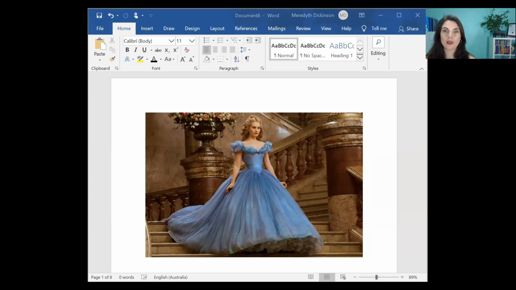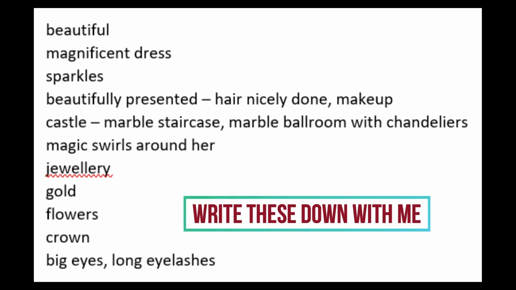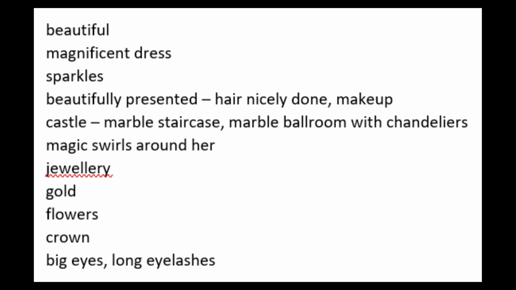So how do we know that she is good? Well, first of all, she's beautiful. So if you think about it, witches tend to be ugly old crones with warts. She's wearing a magnificent dress. So she's not dressed in tatters. Her dress sparkles, and you think of fairies sparkle. Her hair is beautiful, so she's beautifully presented.